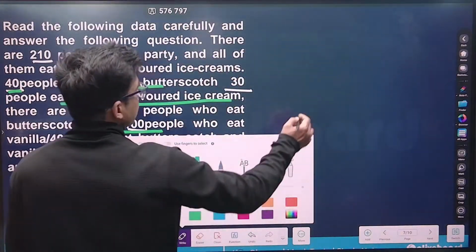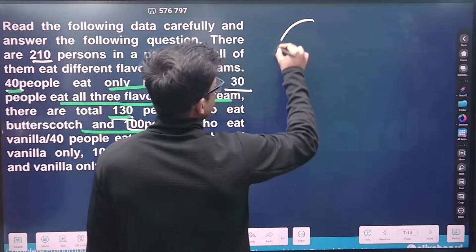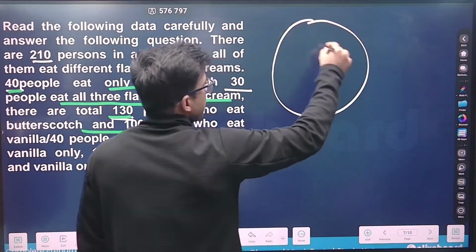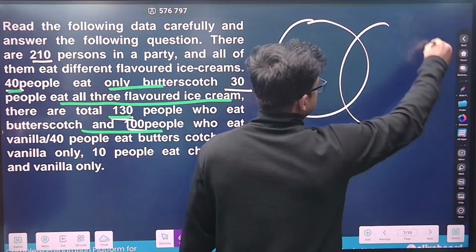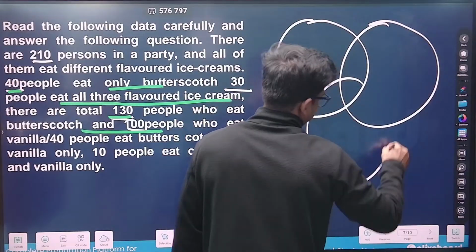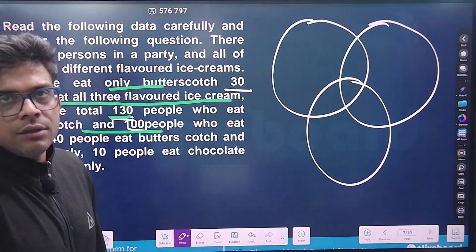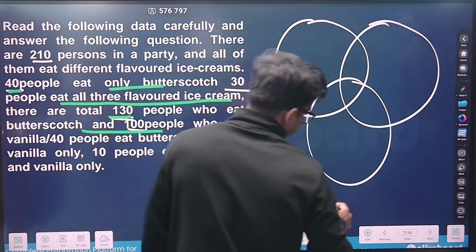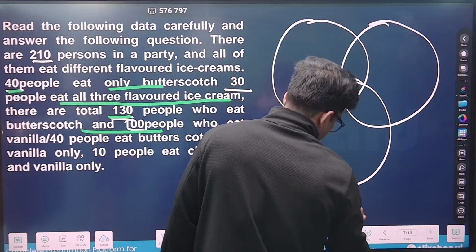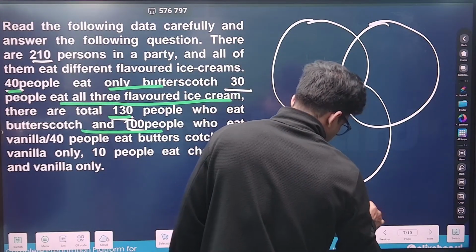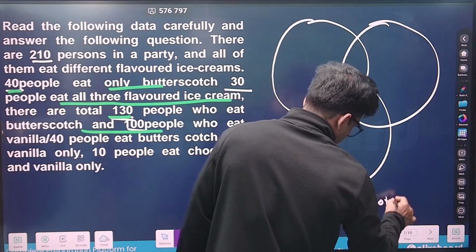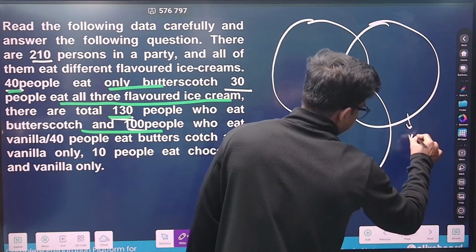So see, first thing, there would be a 3 set Venn diagram here. 1, 2 and 3. One shot I made it correct. So we have butterscotch. This is, we have vanilla.